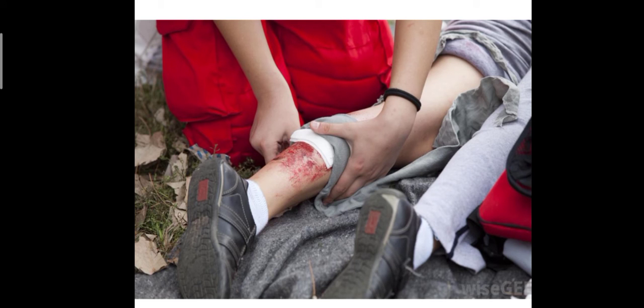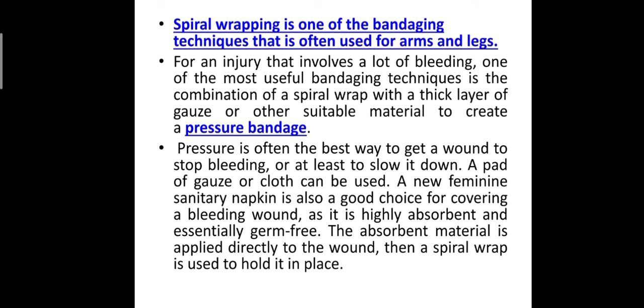This is the picture of an injured leg on which a medical professional used bandaging. A spiral wrapping is one of the bandaging techniques that is often used for arms and legs. For an injury that involves a lot of bleeding, one of the most useful bandaging techniques is the combination of a spiral wrap with a thick layer of gauze or other suitable material to create a pressure bandage.